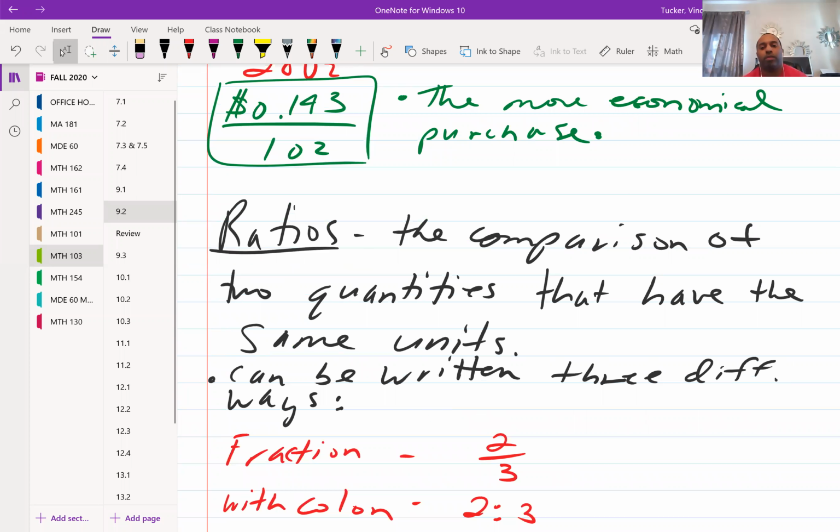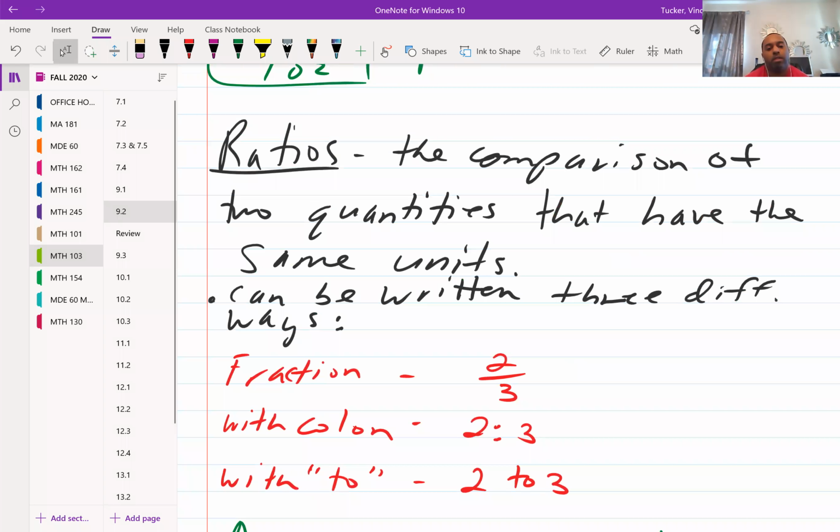All right, ratios, the comparison of two quantities that have the same units, can be written three different ways: as a fraction, with a colon, or with the word to. So that's 2/3, 2:3, or 2 to 3. All of those represent the same ratio.